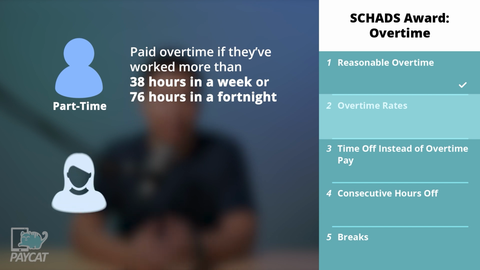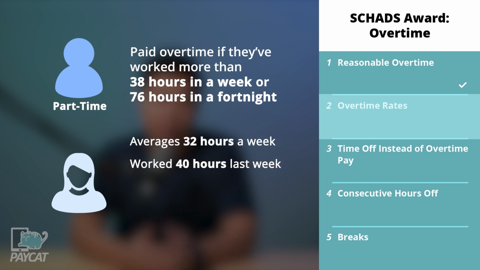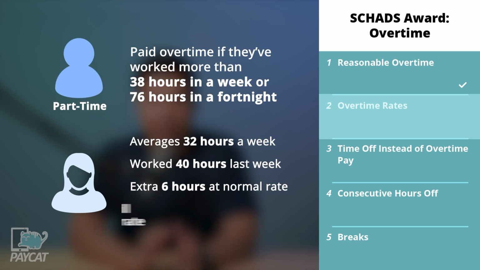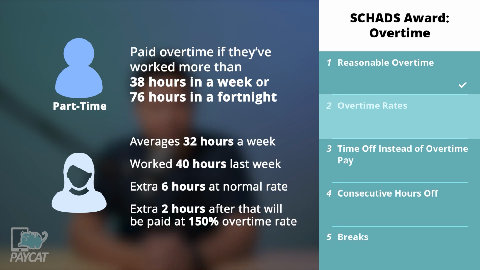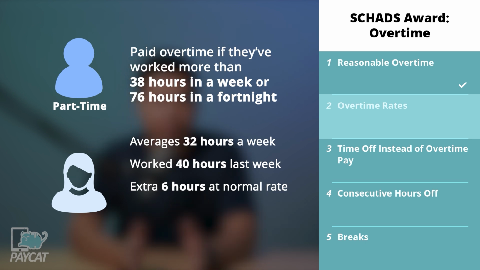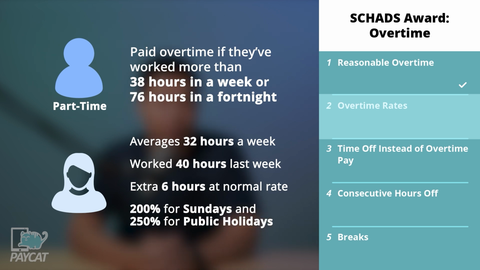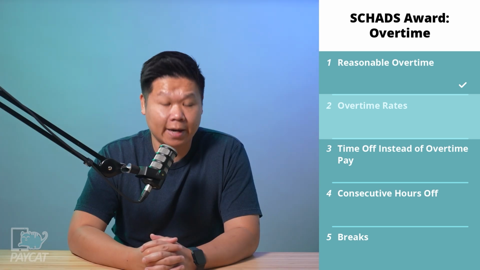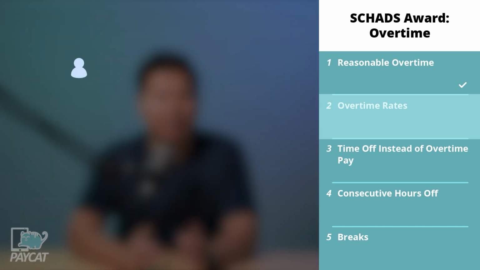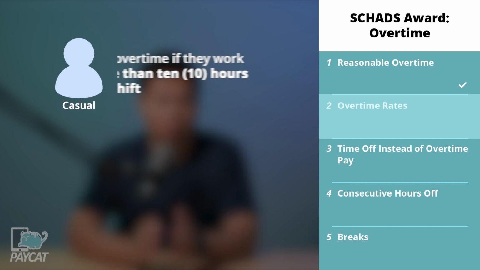For example, Katie is a part-time employee in the home care sector, and she usually averages around 32 hours per week. Last week though, she ended up working around 40 hours. So for 6 of those hours, she'll be paid her normal rate, and for the extra 2 hours after that, she'll need to be paid 1.5 times her normal hourly rate. On Sundays, however, it'll be 200% for the entire overtime period and 250% if the overtime period is on a public holiday. Now, you may not realize it, but casual employees are also entitled to overtime.